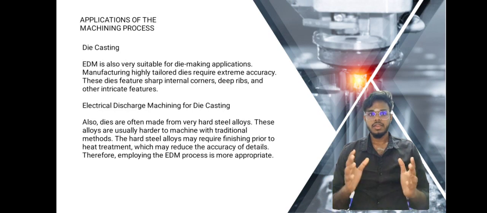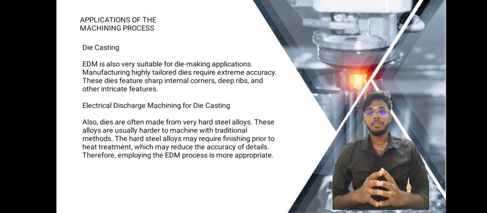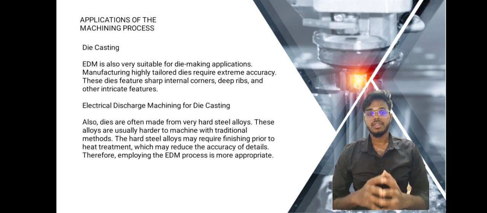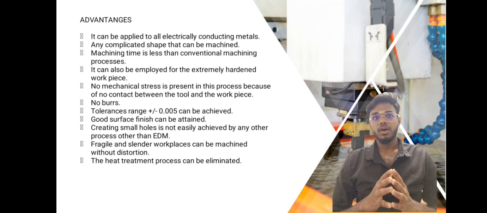Die casting. EDM is also very suitable for die making applications. Manufacturing highly tailored dies requires extreme accuracy. These dies feature shapes, internal corners, deep dips, and other intricate features. Dies for die casting are also often made from very hard steel alloys. These alloys are usually harder to machine with traditional methods. Hard steel alloys may require a finishing period after heat treatment, which may reduce the accuracy of details. Therefore, employing the EDM process is more appropriate.